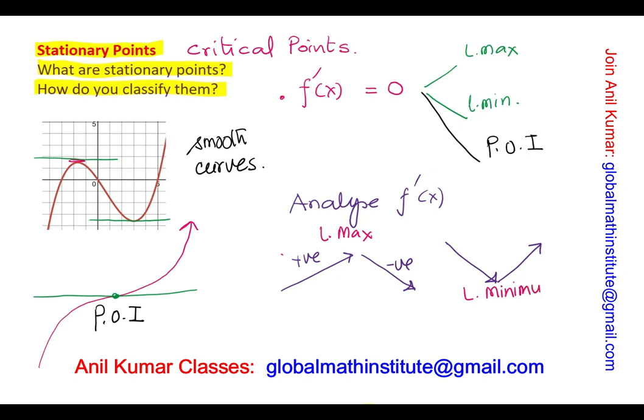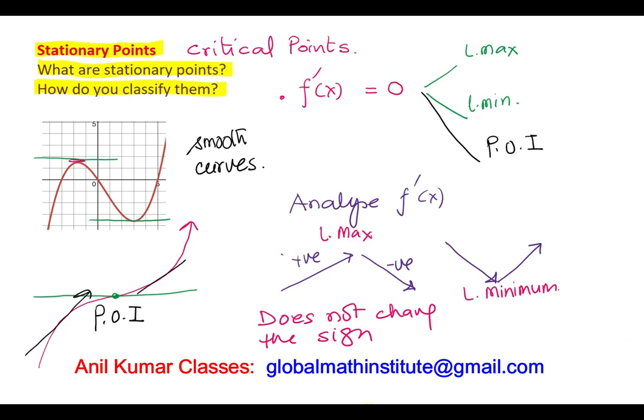But what happens if it does not change the sign? Like here, you see it is positive, right? Here also it is positive. So before and after the 0, it is not changing the sign. In that case, what you really have is a point of inflection. Is that clear to you?